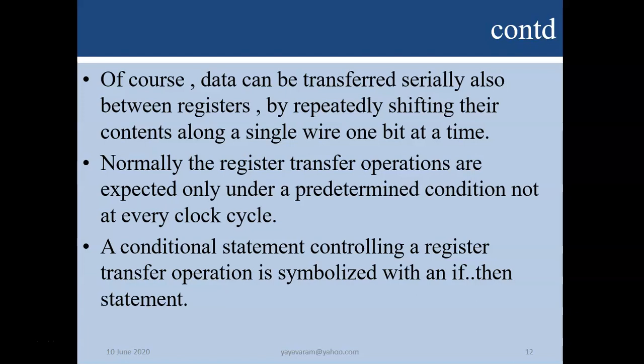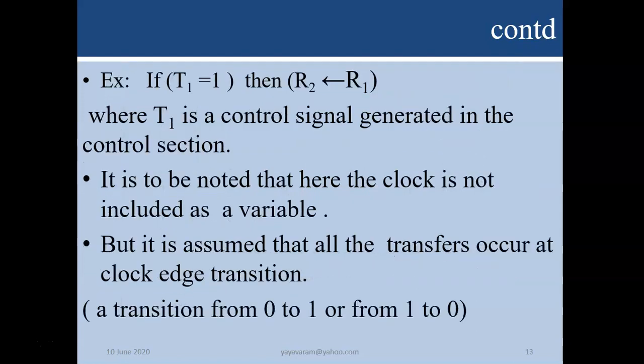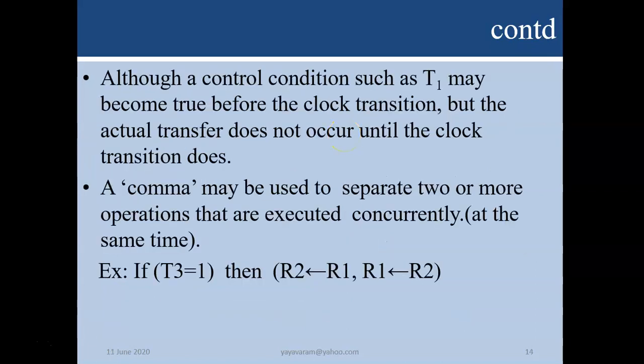This control is normally represented in your Verilog code, etc., as something like a conditional statement, say for example, if-then statements. Let us see this example: if T1 is equal to 1, then R1 transfers the data to R2. Earlier it was only at the clock transition. This is the most important thing.